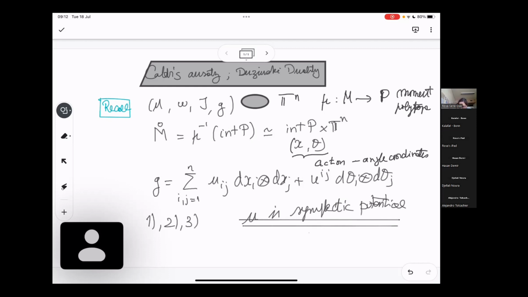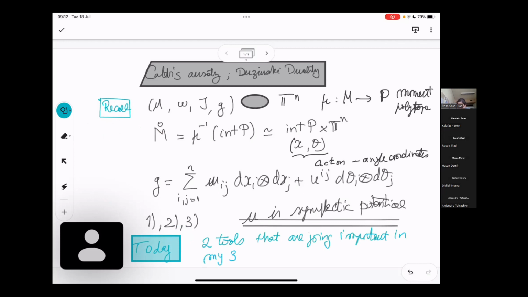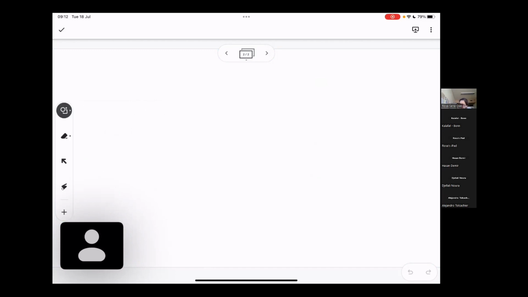Okay, so what I want to do today is develop a couple of tools. I actually want to discuss two tools that are going to be important in my third lecture. They're important for me, but more than that, they are important mathematically. They are important in Kähler geometry, the two of them. So even if you don't care about what I say, they're still good tools to have in your toolbox.